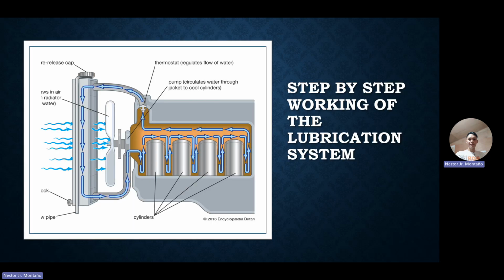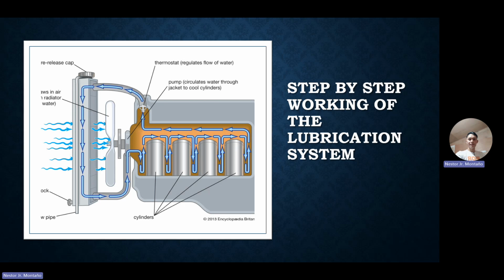The step-by-step working of the cooling system. First, the coolant circulation begins. The cooling system starts working as soon as the engine is running. The water pump, driven by a belt or electric motor, circulates coolant through the system. Second is the heat absorption in the engine block. Coolant flows through the passages in the engine block and the cylinder head, absorbing excess heat generated by combustion.